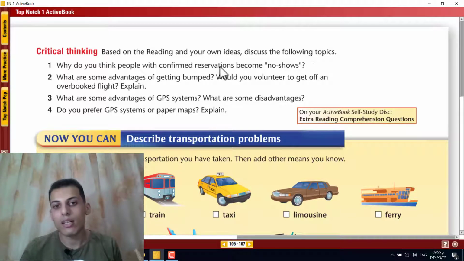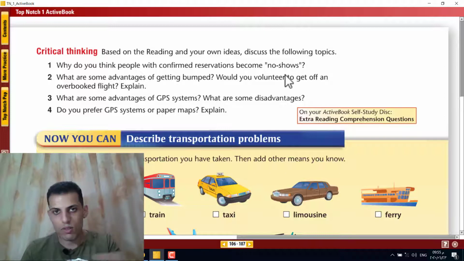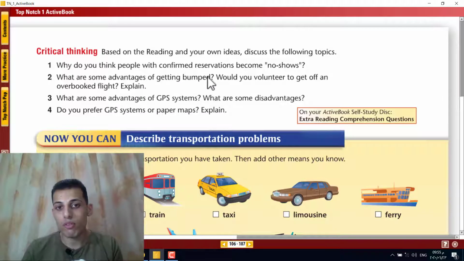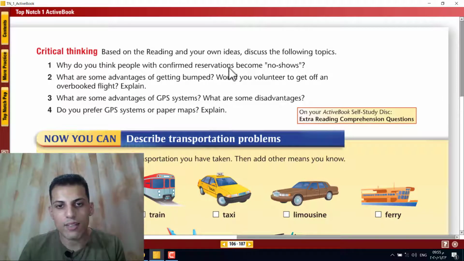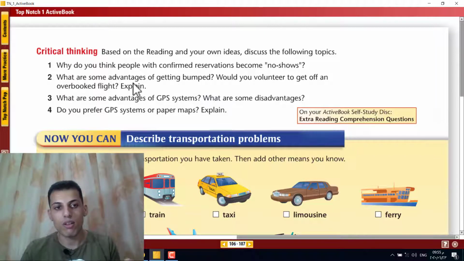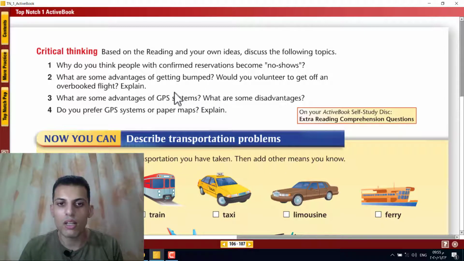Alright, so based on the reading and your own ideas, discuss the following topics. Why do you think people with confirmed reservations become no-shows? This is your answer, your own ideas. Why do you think that? What are some advantages of getting bumped from a train, a plane, or a flight?